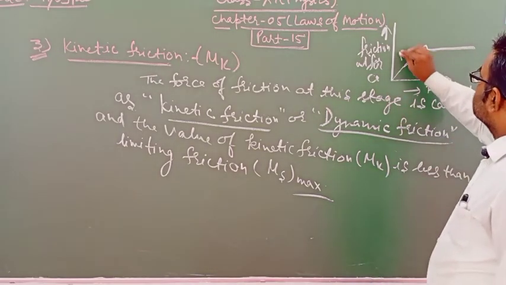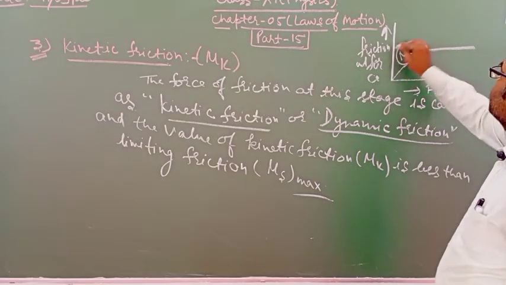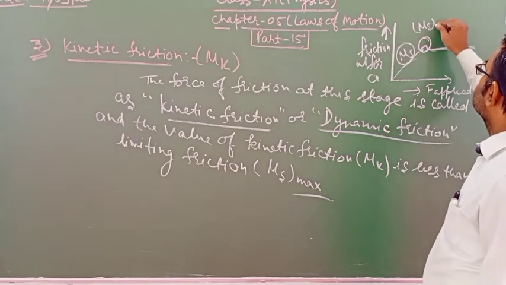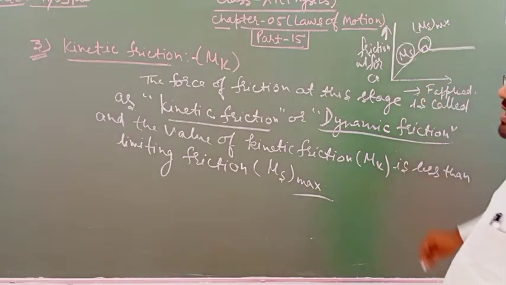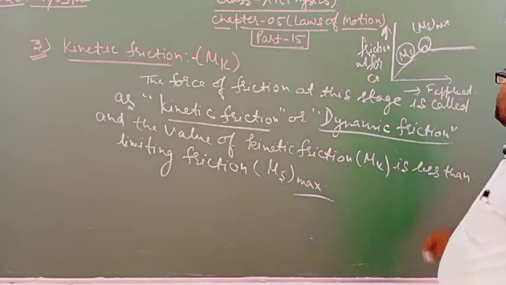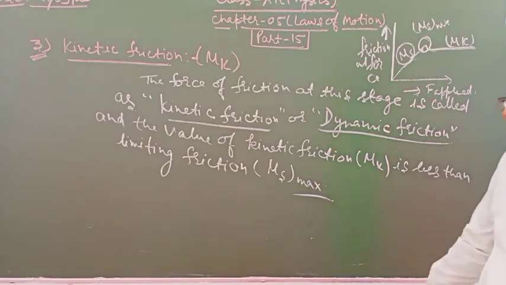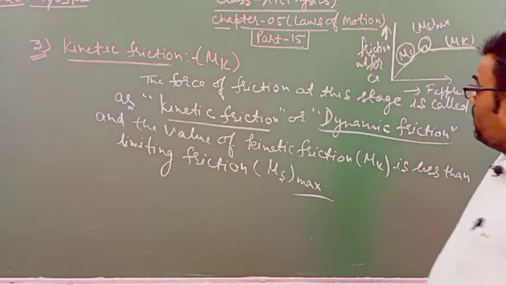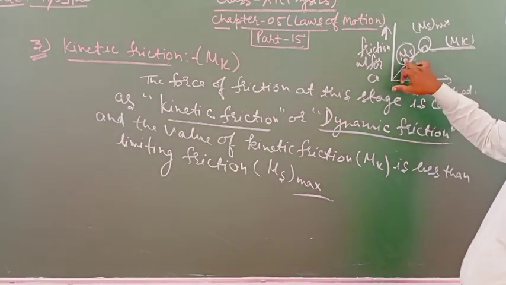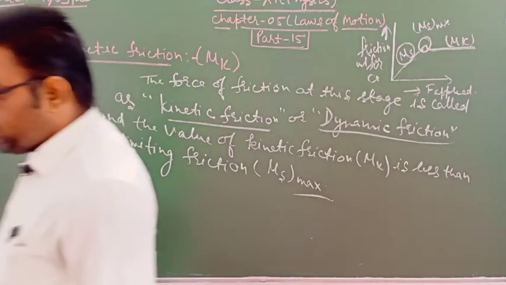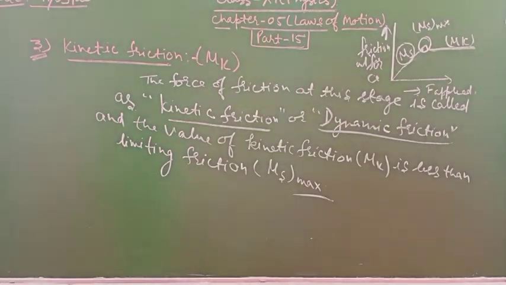So this is the case of static friction. This is the case of mu s max, that is the limiting friction, and this is the case of mu k when motion starts. Now from this graph, I hope you have cleared your concept regarding all these types of friction, that is Fs max and Fk. Now we are going to discuss the laws of limiting friction, the laws of kinetic friction.